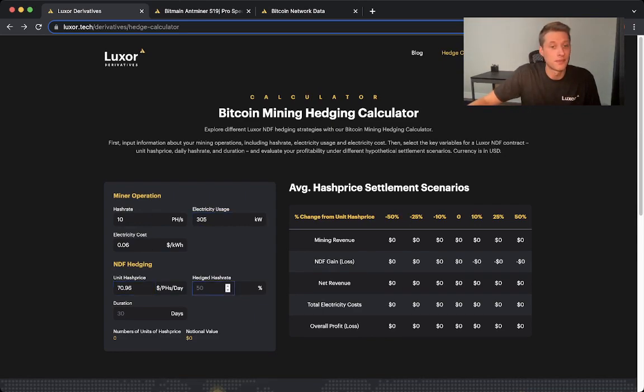Next, you input the percentage of hedged hash rate you would like. So some miners will choose to hedge their entire operations. Other miners will look to just hedge their costs. There is a number of different strategies that could be used. To start, though, I'm going to input 0 here just to show you the dynamics of how the calculator works. And then we will bring that up and show you different examples. And we will do a 30-day duration as our kind of final parameter here. But of course, Luxor's hash price NDF is completely customizable. So if there's a duration you're interested in, you can input that as well.